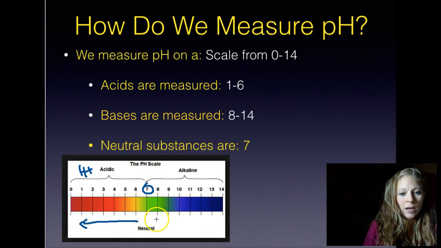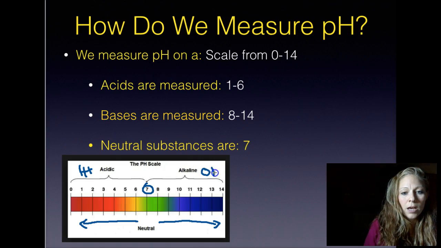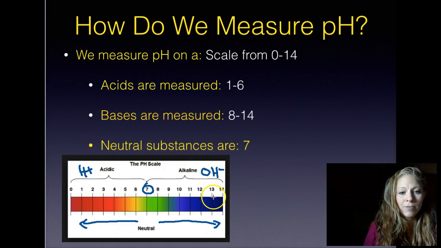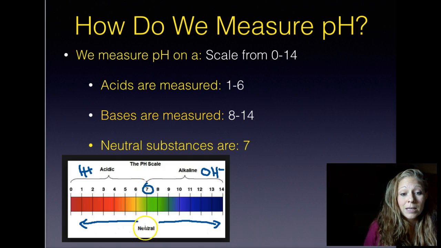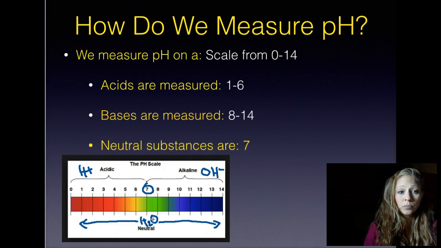And bases on the other side, 8 to 14, have hydroxide ions, or OH negative. And 7 is neither an acid nor a base. It's neutral. Something to keep in mind is that a very common neutral substance is water, H2O. We'll come back to that in a little bit. So let us go to our next slide.